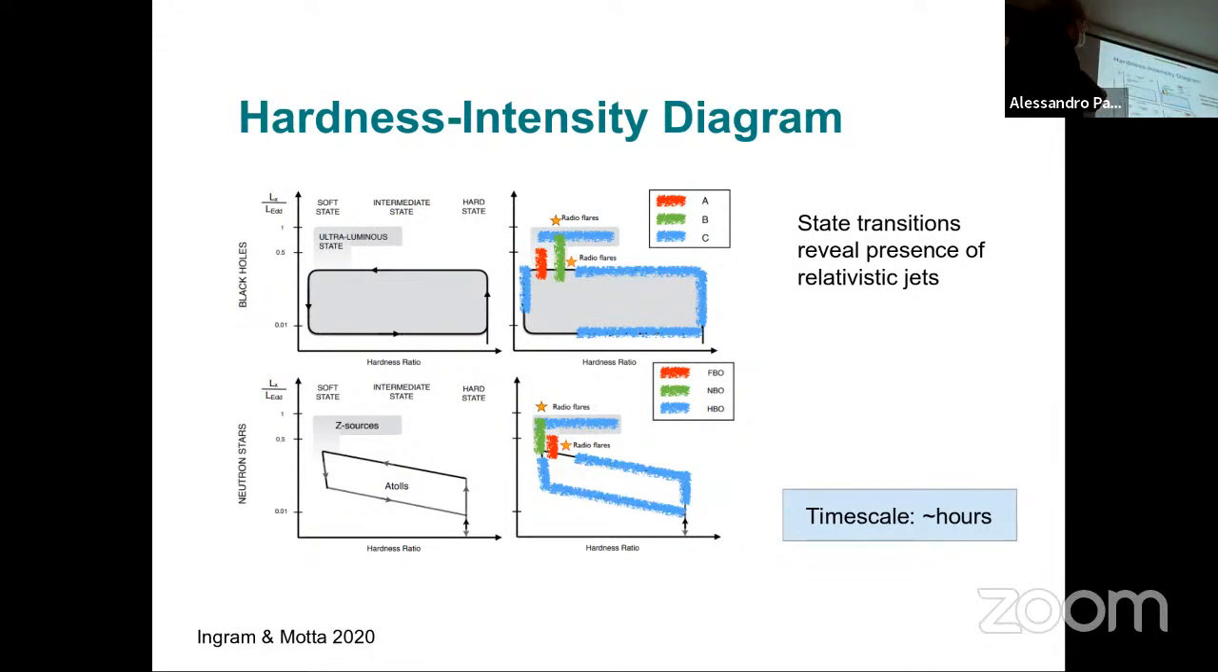So, for example, these are two what are called hardness intensity diagrams, where you have the hardness ratio, which is just a ratio between counts in different energy bands, and the luminosity. And basically, what you see is that if you have a black hole accretor or a neutron star accretor, during an outburst these objects track a certain shape, for both black holes and neutron stars. And then when there's a transition from this region here to this region here, there are radio flares, and you see a jet appear. So this can be detected on timescales of hours.